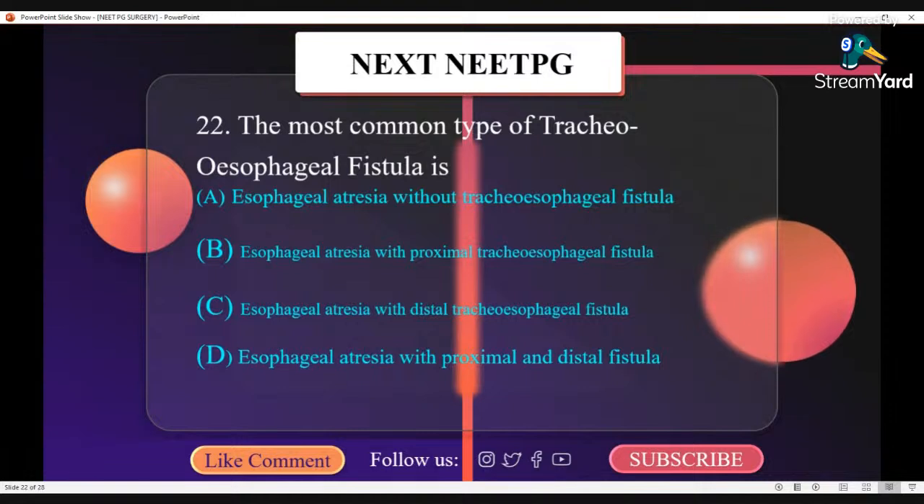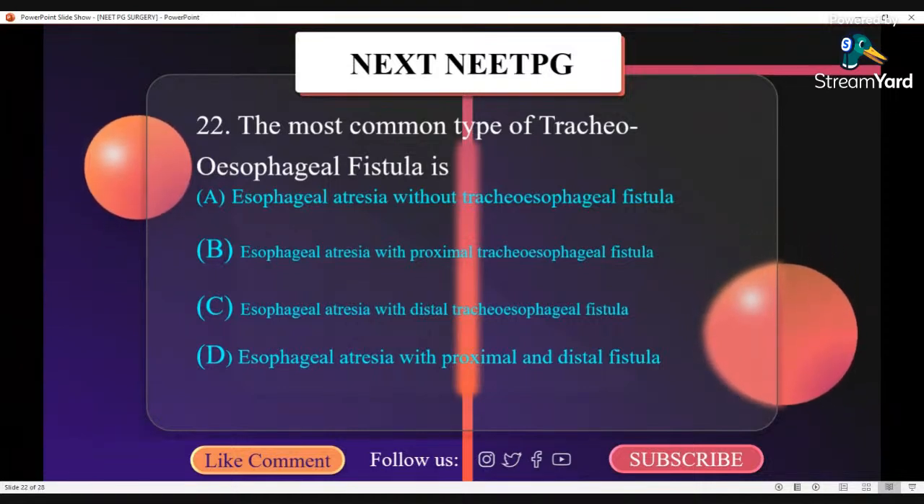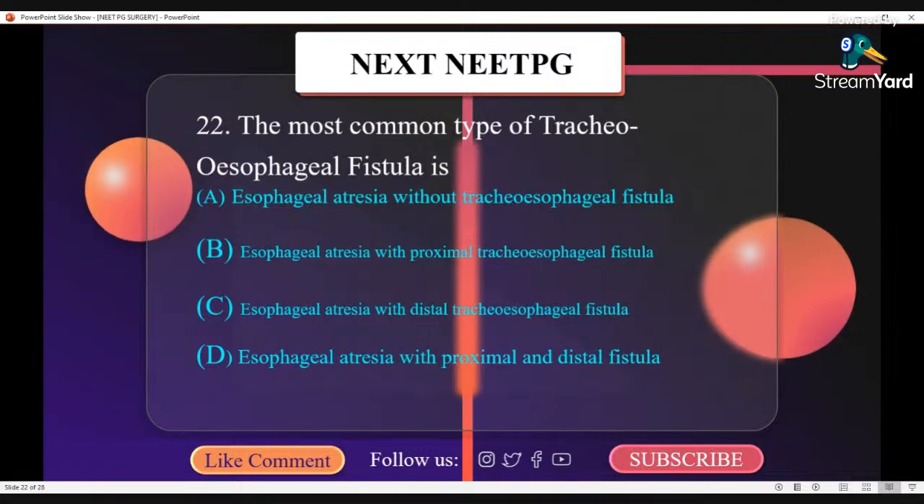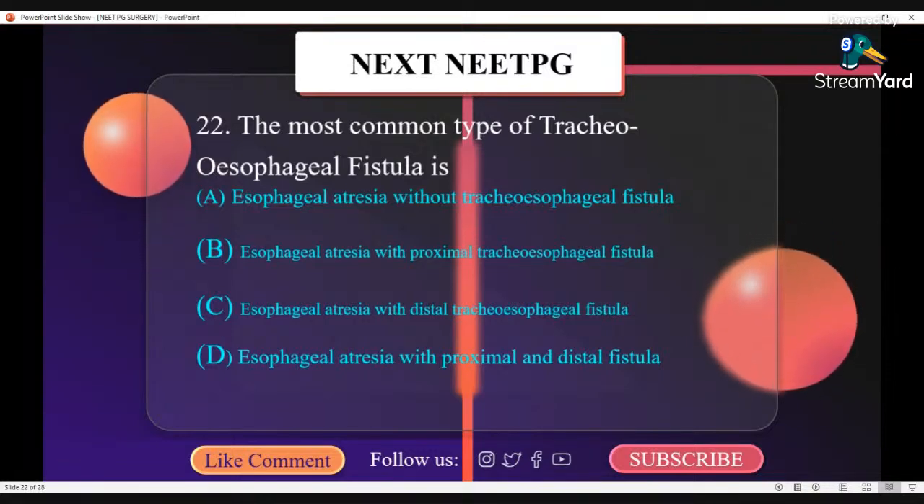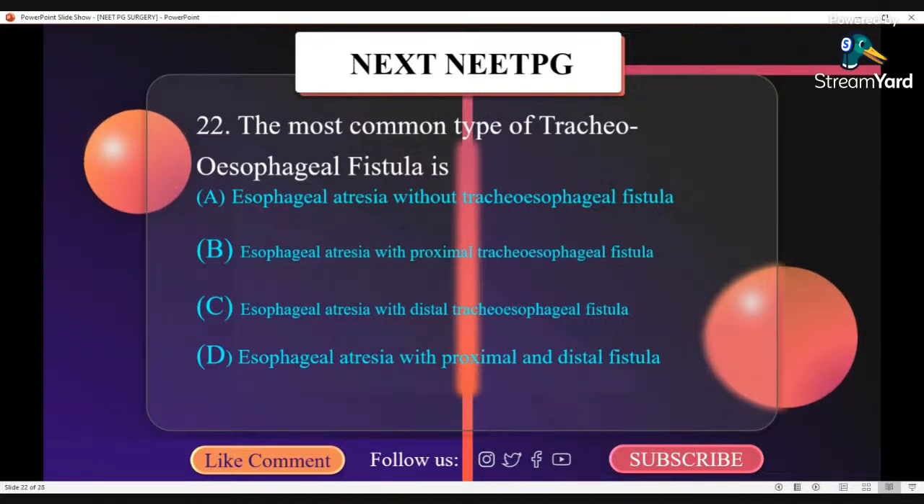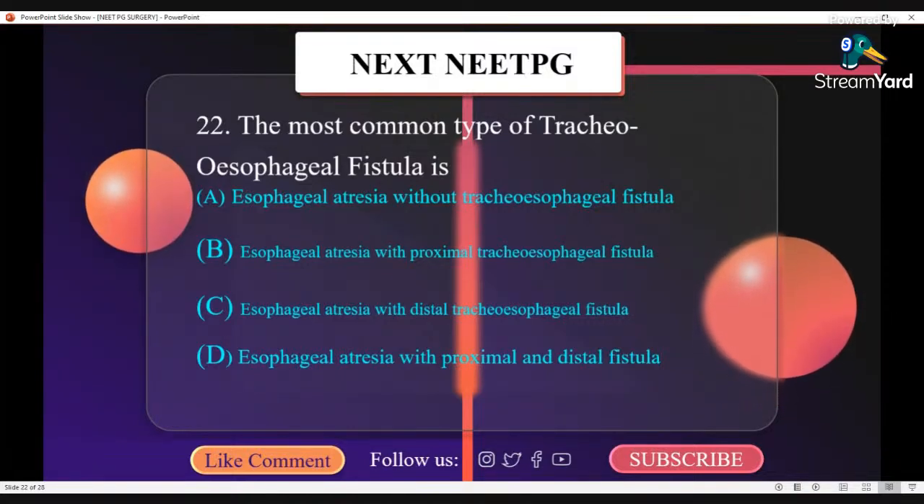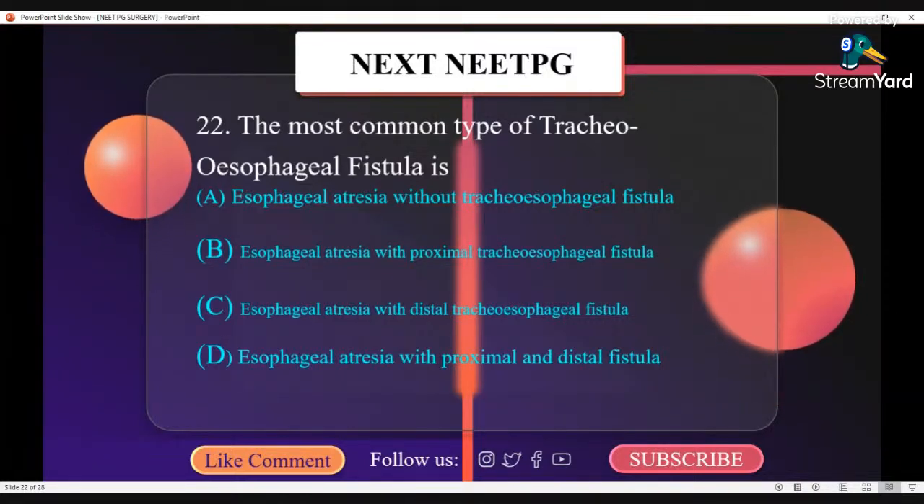Tracheoesophageal fistula. Esophageal atresia with distal tracheoesophageal fistula. Tracheoesophageal fistula, we can call it TEF, is classified into 5 types based on the presence of esophageal atresia and location of fistula.